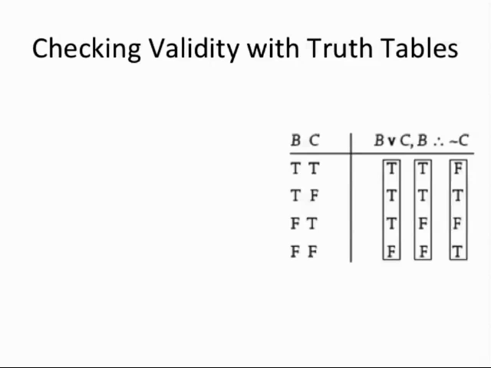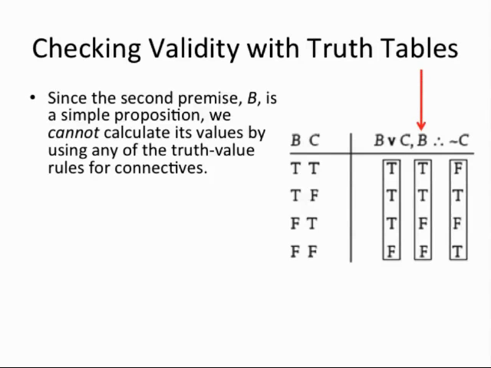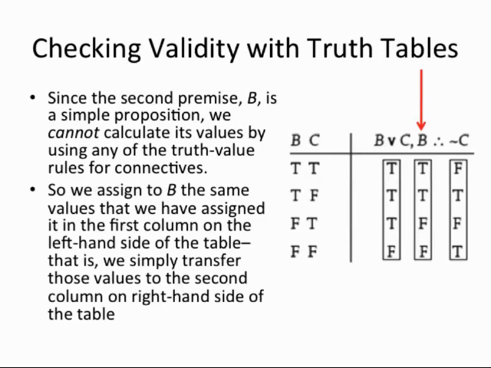Since the second premise, B, is a simple proposition, we can't calculate its values by using any of the truth value rules for connectives since it doesn't contain any. So we assign to B the same values that it has in the first column on the left-hand side of the table. That is, we simply transfer those values to the second column on the right-hand side of the table.